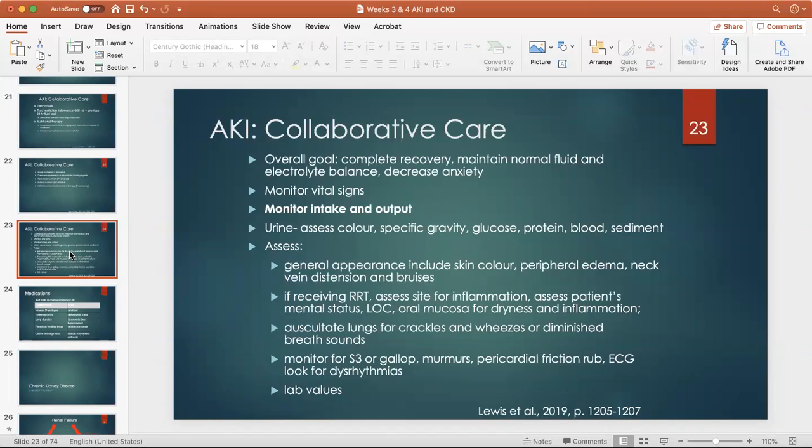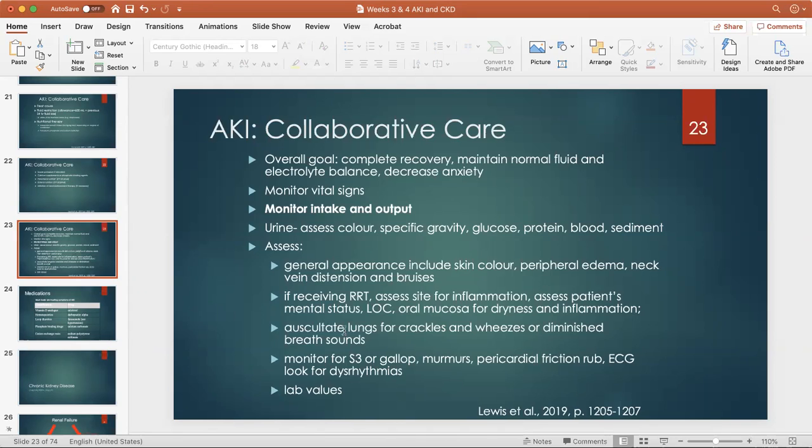You're going to assess the urine. It's really, really important to know how much urine, how often, what color it is, if there's any sediment in it. The specific gravity, glucose, and protein are very important. And blood. We've talked about this in previous videos, so I'm not going to go into it too much. And then the rest of this is your basic assessment, okay? So you're looking at, take it from a head to toe, right?